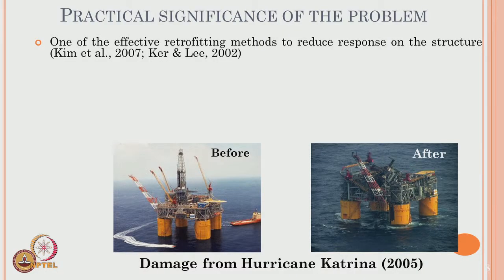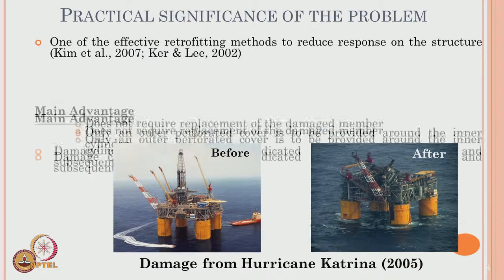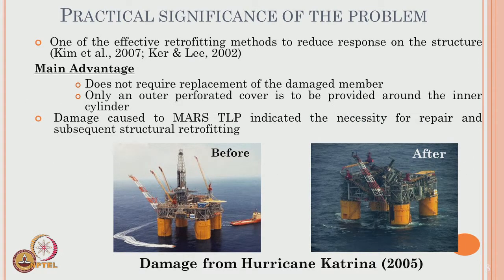So, retrofitting has been attempted. Kim et al. and Kerley have said that a retrofitting method is impossible for this kind of platform. The main requirement if you attempt a retrofitting method for this platform is that you must always ensure that no replacement of the damaged member should be done. Because if you are attempting to replace the member, today you will replace leg A, tomorrow you have to replace leg B. It is practically impossible, therefore, it is practically constructing another new platform.